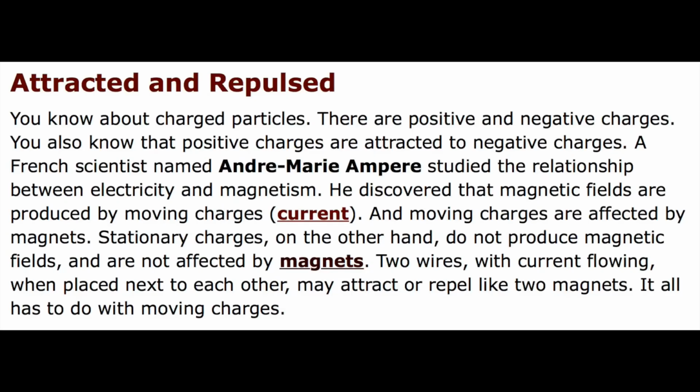The relationship between electricity and magnetism. He discovered that magnetic fields are produced by moving charges, current, and moving charges are affected by magnets. Stationary charges, on the other hand, do not produce magnetic fields and are not affected by magnets. Two wires with current flowing, when placed next to each other, may attract or repel like two magnets. It all has to do with moving charges.